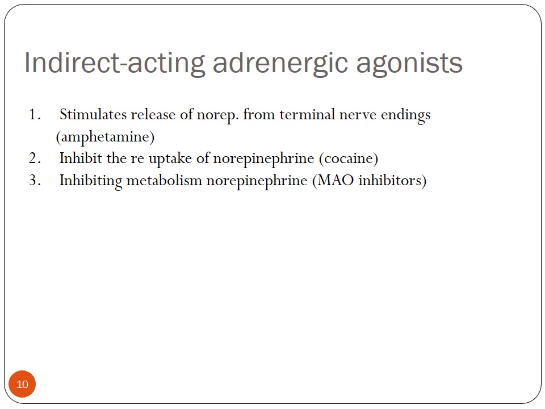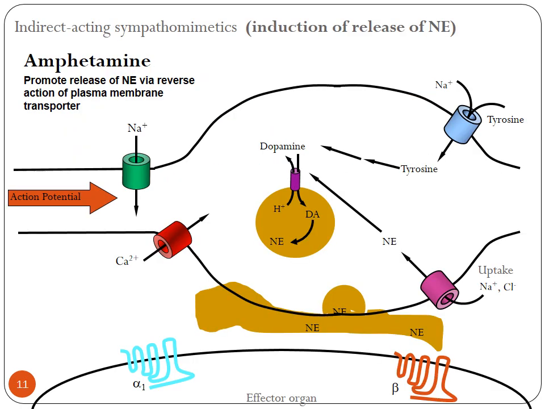Okay, that was about the direct acting sympathomimetics. We come to the indirect acting sympathomimetics. As I mentioned, this group of drugs has nothing to do with the receptor. They are going to stimulate the release of noradrenaline from the nerve terminal. For example, we have amphetamine. Amphetamine is one of the CNS stimulants. It is an indirect acting sympathomimetic.